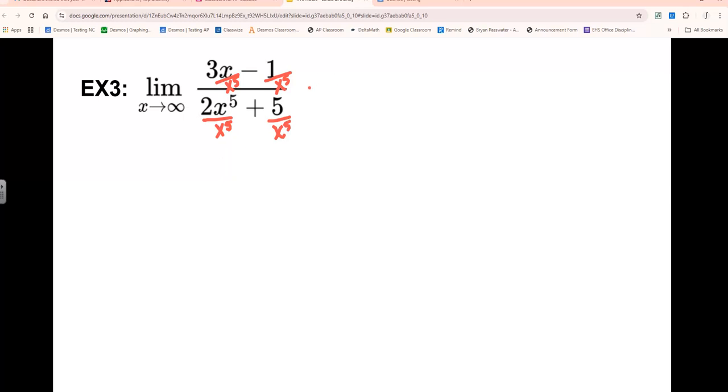So if I look at what this would give me, it's going to be the limit as x approaches infinity of, one of the x's can cancel here, so I'll have 3 over x to the 4th minus 1 over x to the 5th. And then here, the x to the 5th will cancel. I'll just get a 2. And then I'll have 5 over x to the 5th. And so what you're doing, I'm not going to write it this time, is you're taking the limit of each one of those little pieces separately.